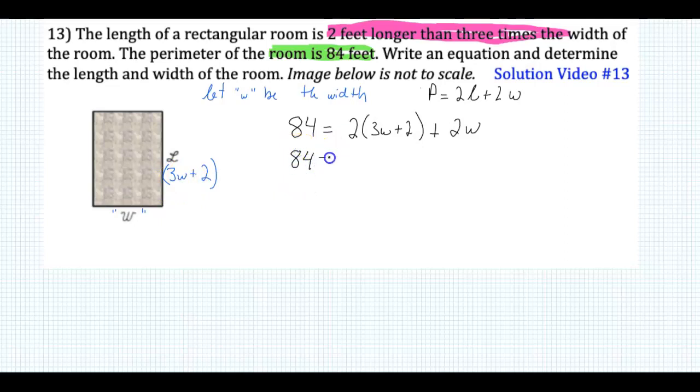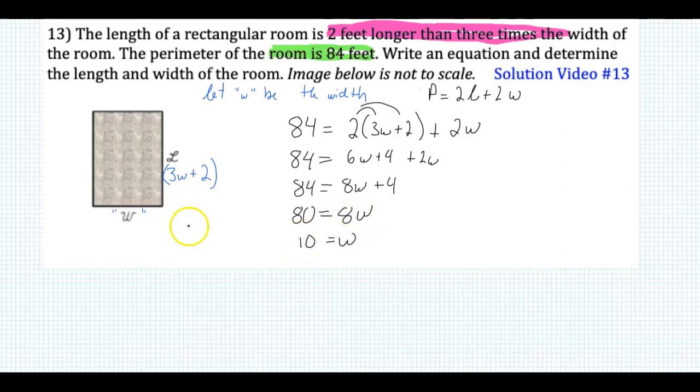So 84 equals, distributive property here, right? So we have 6W plus 4 plus 2W. We do have some like terms to combine, so 84 equals 8W plus 4. And when I subtract 4 from both sides, this makes it easy. It's a mental math one. No need for a calculator here. So I undo the multiplication by dividing both sides by 8, and I get 10.